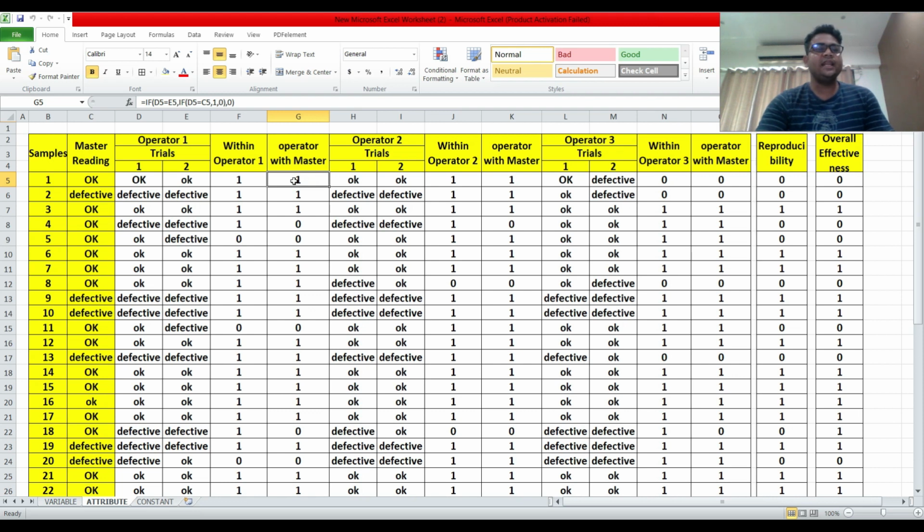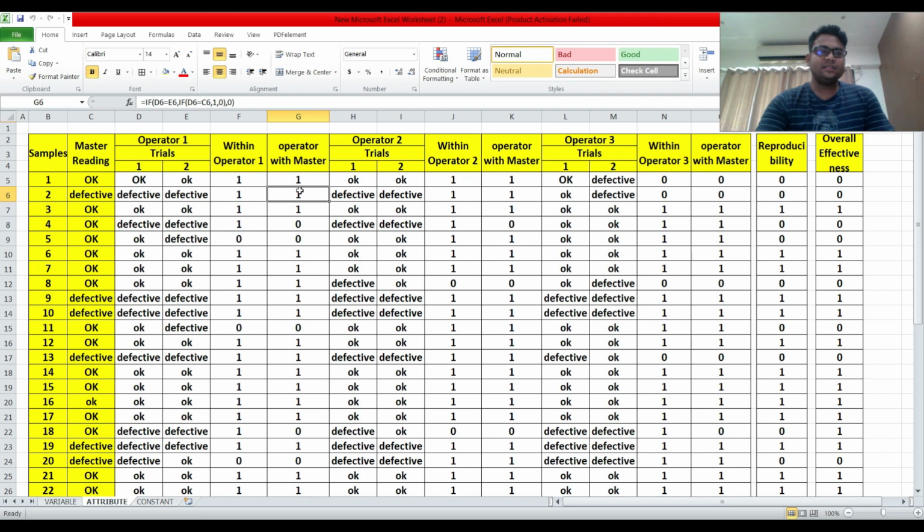After that you have to find how many times the operator is agreeing with his own result as well as with the master result. So here you will see that in the first trial he is saying okay, in the second trial also he is saying that the product is okay, as well as in the master reading that reading is also okay. It means that these three results are agreeing. It means here you have to write 1. Again here you will see that in the first trial he is saying defective, in the second trial he is saying defective, and the master reading of the product is also defective. Then here I have written 1.